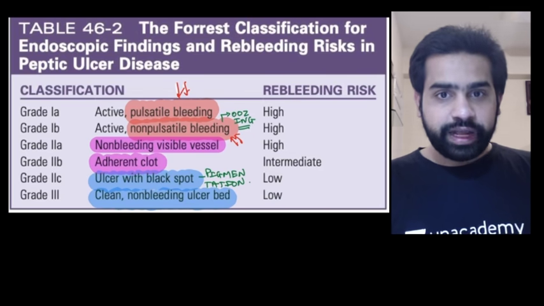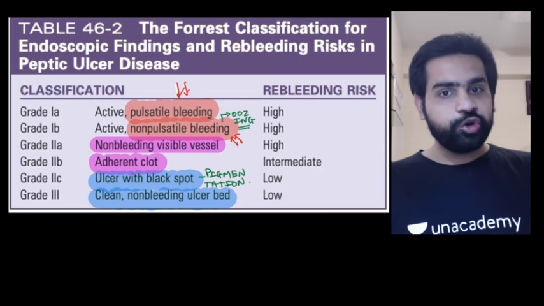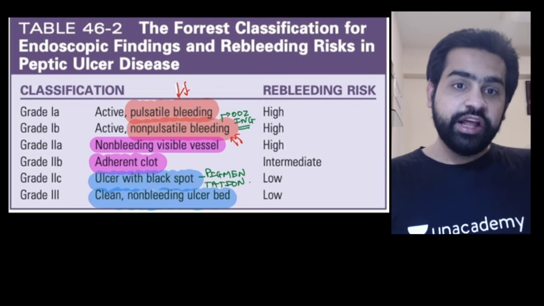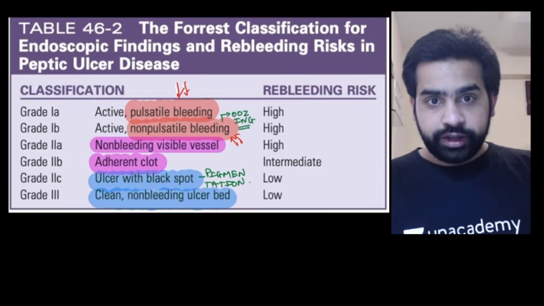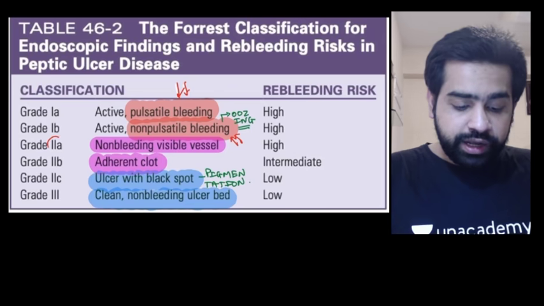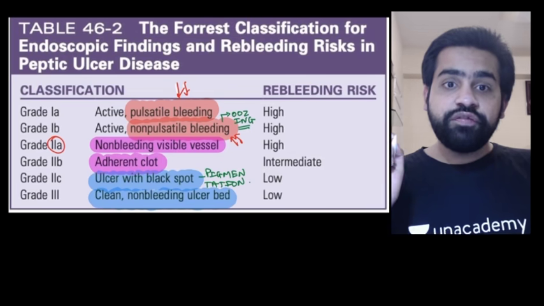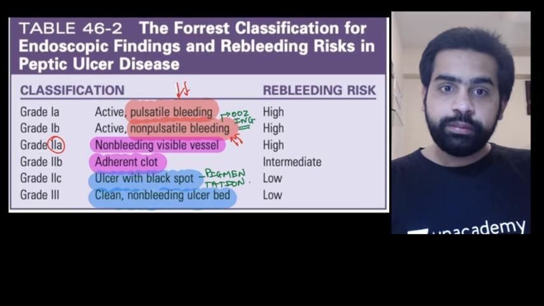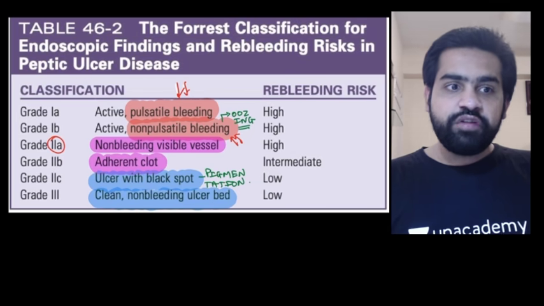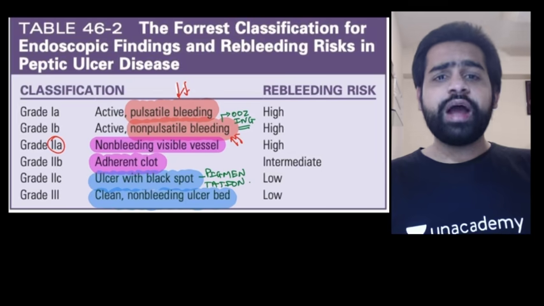So at any point of time, this visible vessel can undergo an injury and it may again start bleeding. So this is again a kind of severe thing, and that is what is referred to as a grade 2A. Okay, so what do you get in the grade 2A? You have a visible vessel, a non-bleeding visible vessel, that is a grade 2A. Then you have a grade 2B.